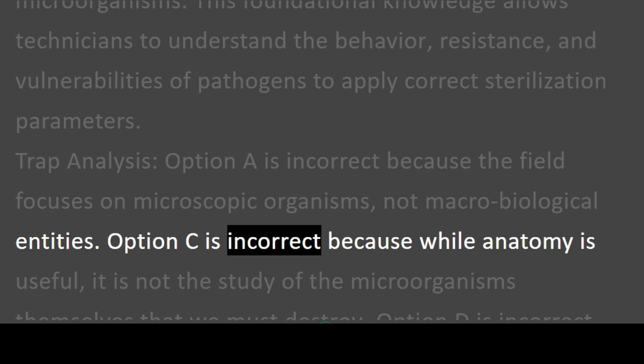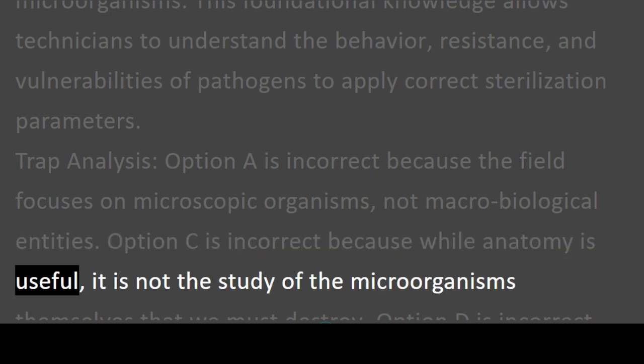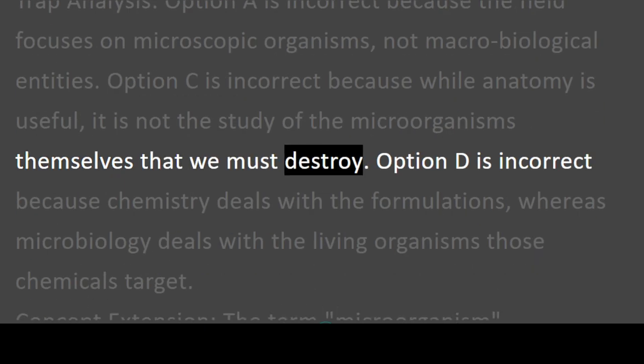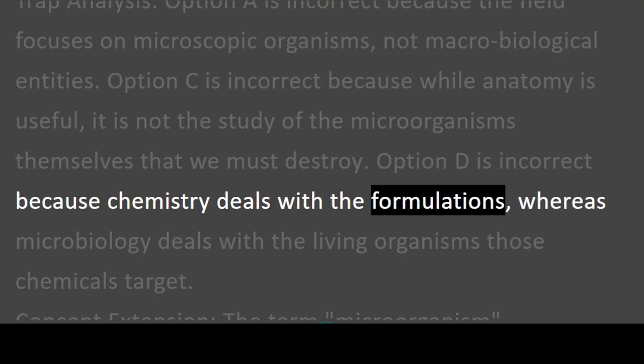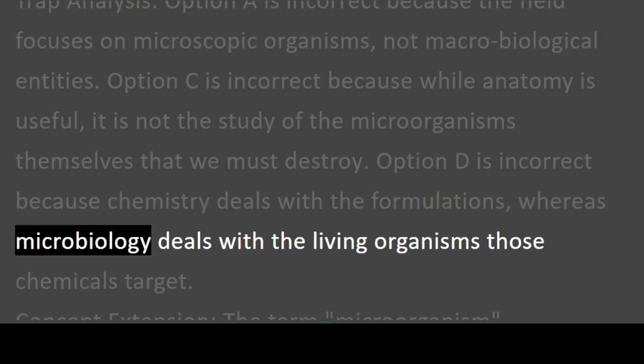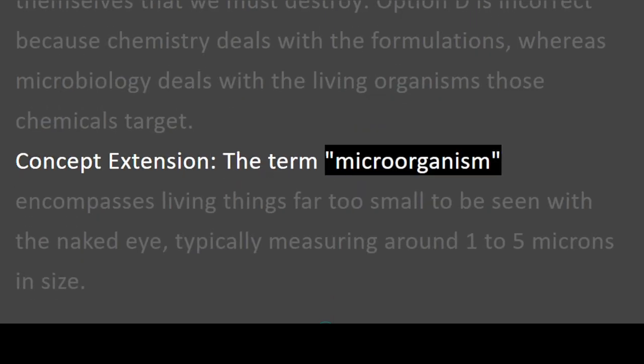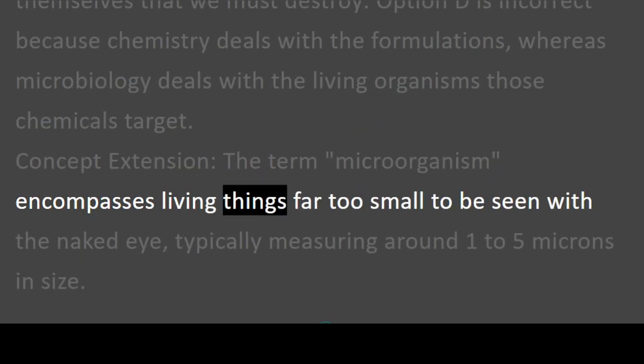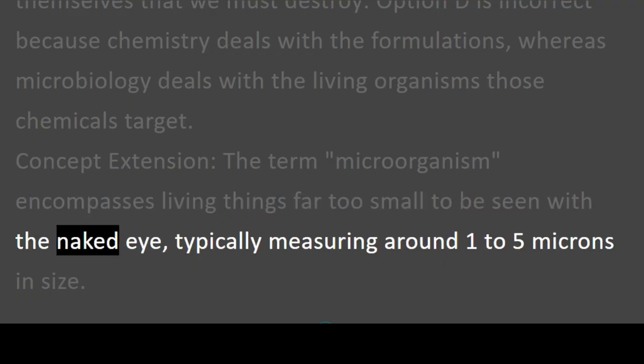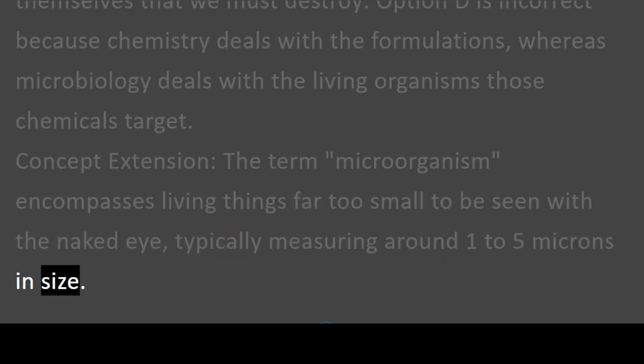Option C is incorrect because while anatomy is useful, it is not the study of the microorganisms themselves that we must destroy. Option D is incorrect because chemistry deals with the formulations, whereas microbiology deals with the living organisms those chemicals target. Concept extension. The term microorganism encompasses living things far too small to be seen with the naked eye, typically measuring around 1 to 5 microns in size.